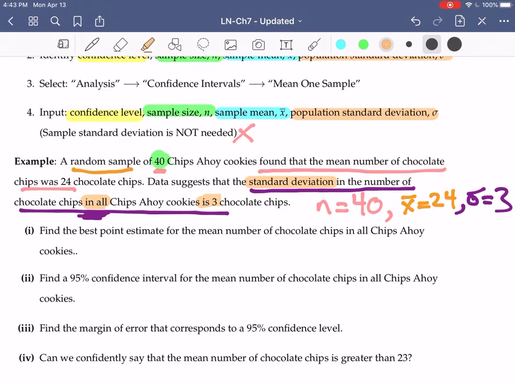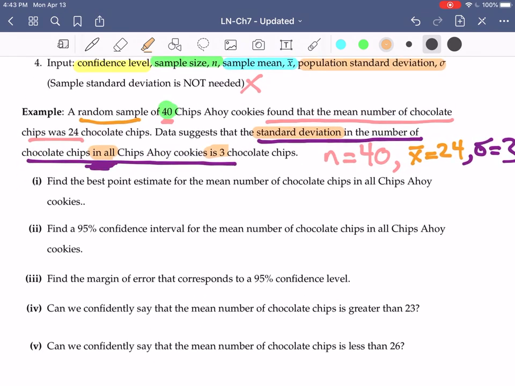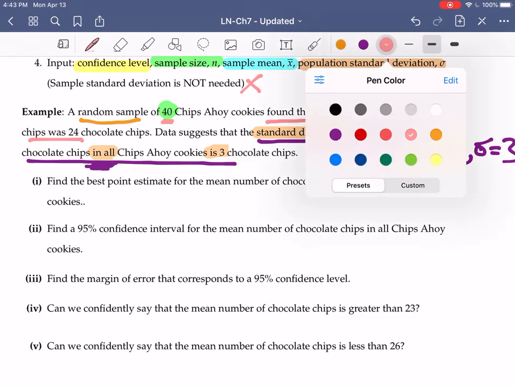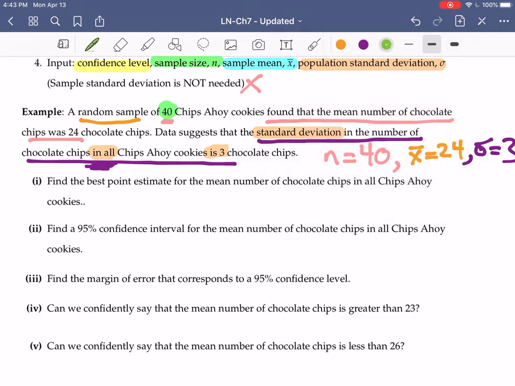All right, so now let's answer some questions regarding this. So first up, we have, what is the best point estimate for the mean number of chocolate chips in all Chips Ahoy cookies? If you can only choose one number to guess the mean number of chocolate chips in Chips Ahoy cookies, based on the information you have, what number would you guess? And our best point estimate for the mean in the population, I'd say it's 24 chocolate chips.